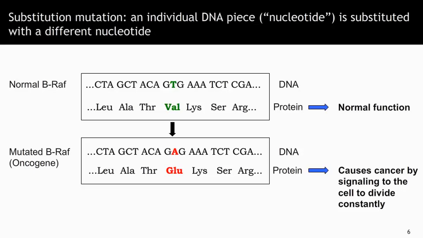This protein has normal function. When a substitution mutation occurs, you will see the mutated BRAF box that the green T was substituted with a red A, so that the sequence now reads GAG. The red A now encodes a red glu in the protein sequence, and this changes the protein's function so that it now causes the cell to divide constantly, ignoring cell cycle checkpoints. This is actually an example of a very common mutation that takes place in many cancers.